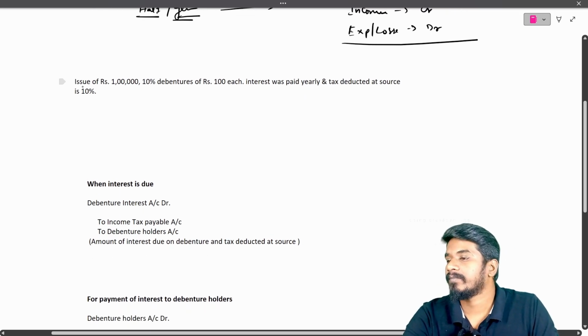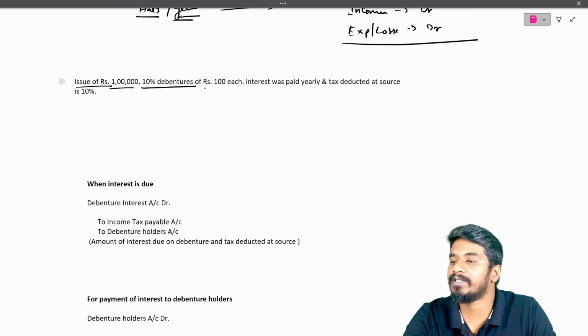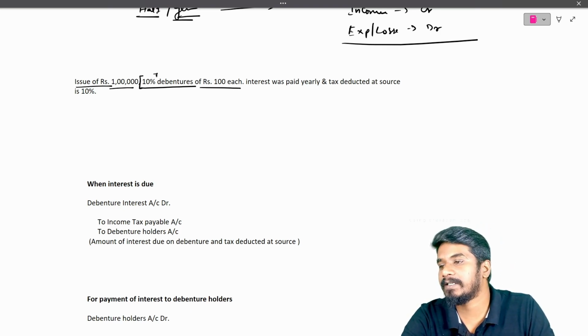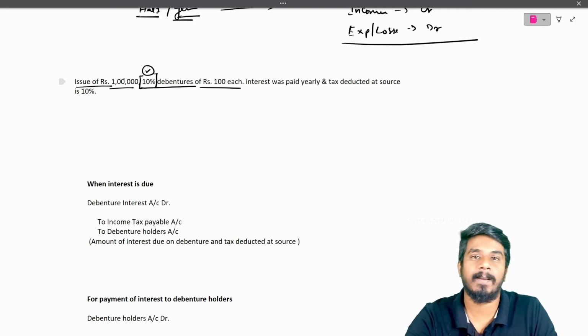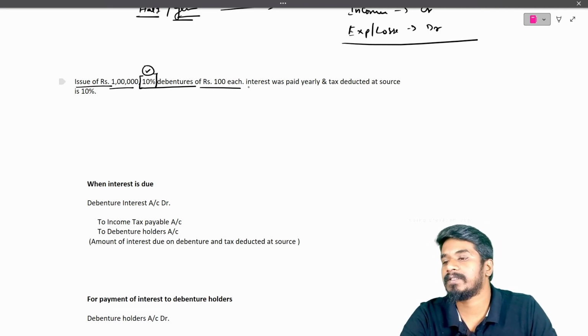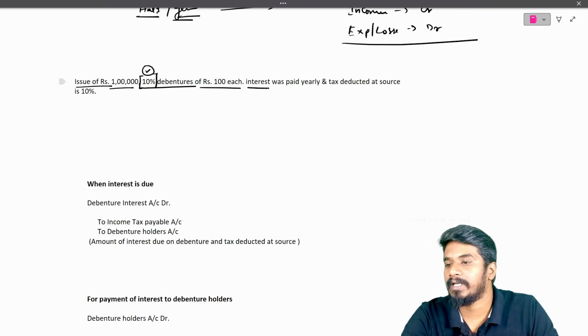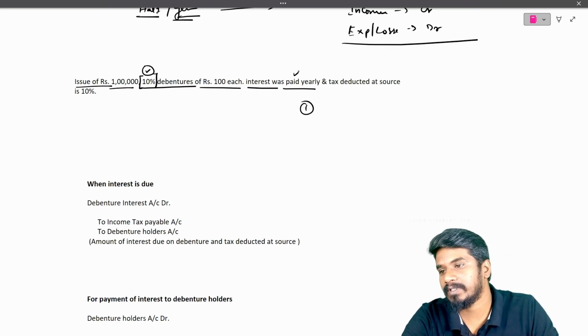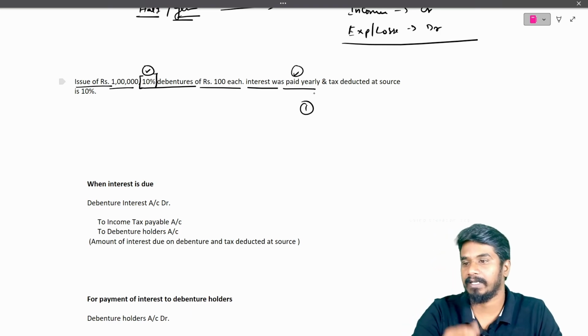Issue of rupees 1 lakh, 10% debentures of rupees 100 each. Here this is the interest rate, and on this only they will pay, right? So let us read the question. Interest was paid yearly, which means yearly once they will pay. In the main question you can see half yearly, but in this question we can take yearly.